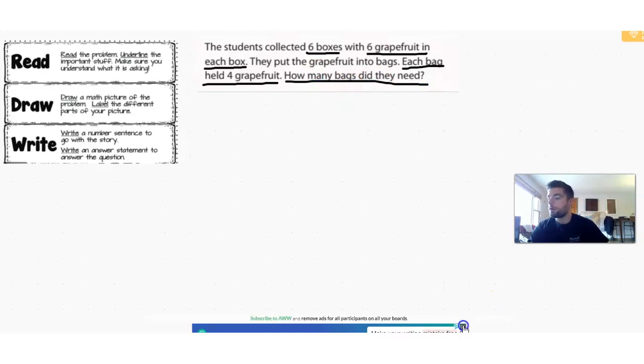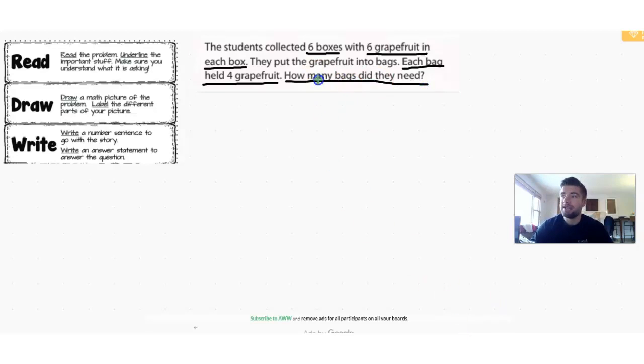So the most important thing about a word problem is actually answering the question that they're asking us. And the question here is, how many bags did they need? Now let's figure out what operations we'll have to use and draw a picture to help us do that. So let's check off that we've read the problem already. And let's start drawing our picture. So the first step to this problem is we have to figure out how many grapefruit they started off with before they put them into bags. So let's start with what happened first.